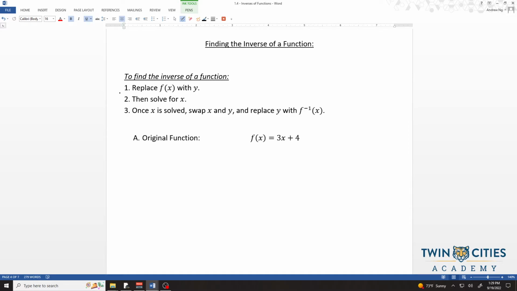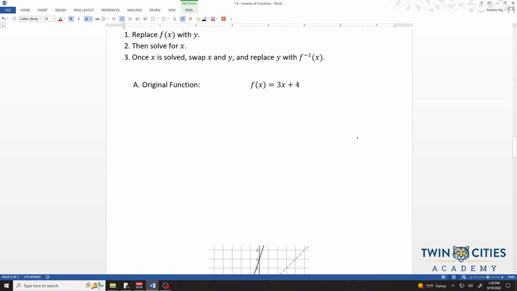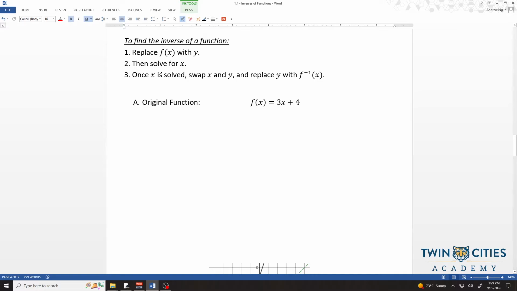And then to show this back in function notation, I'm going to replace the y with this f to the -1 of x. This means f inverse of x. Or in other words, the inverse function of whatever my original f function was. So let's say my original function is this. F of x equals 3x plus 4. Let's follow those 3 steps.